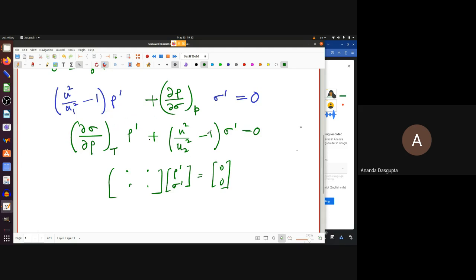This is just a linear set of equations. So this can be written down as a 2 by 2 matrix with these as the entries, which I've just written as dots here, acting on the column vector rho prime, sigma prime, gives you 0, 0. So what's the solution?